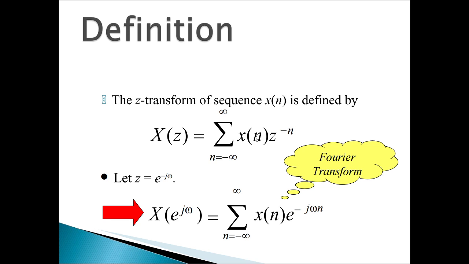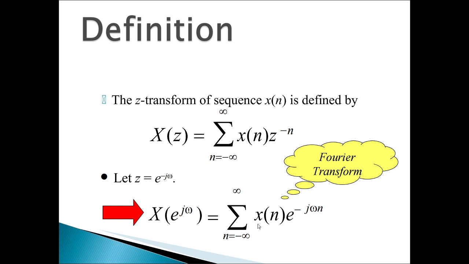X of n is the discrete time signal, and z is a complex variable. Someone can ask, what is z? Z is nothing but a complex variable. So here we can say that this is the Fourier transform of the discrete time signal.